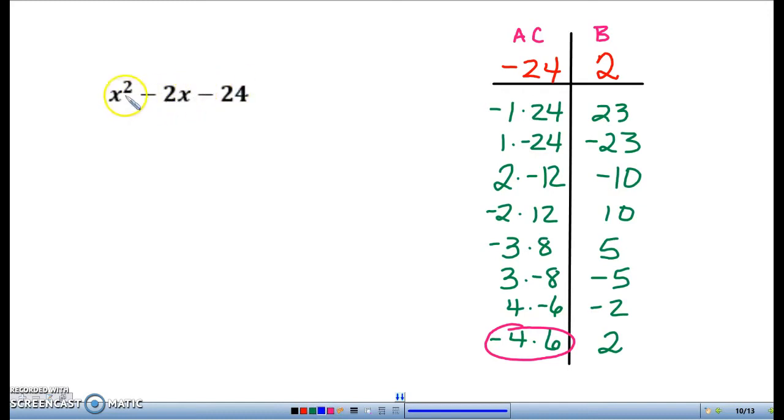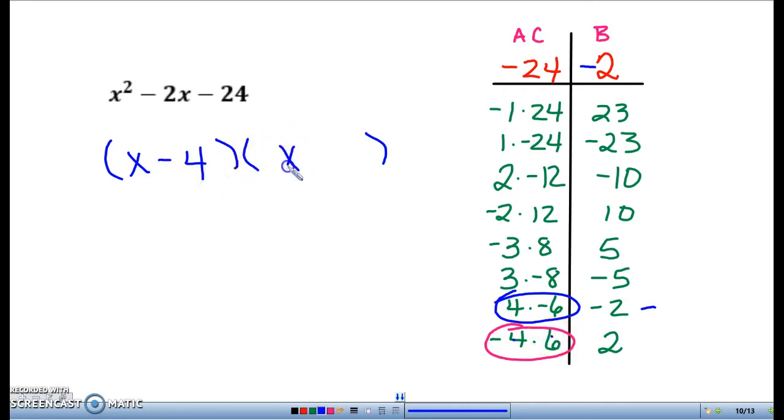Okay, this time my a times c is negative 24, but this time my b is negative 2. So I'm looking for the two factors that multiply together to give me negative 24, but this time add to negative 2. And it's this one right here. So this time, I'm going to use the shortcut. Since my leading coefficient is 1, it should be x minus 4 and x plus 6. Okay, let's use FOIL. Front two terms gives me x squared.